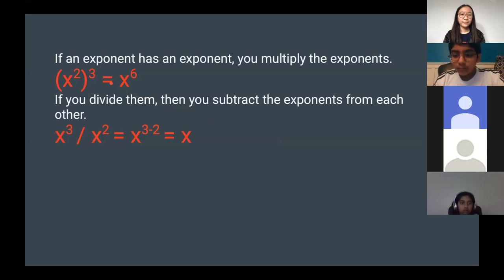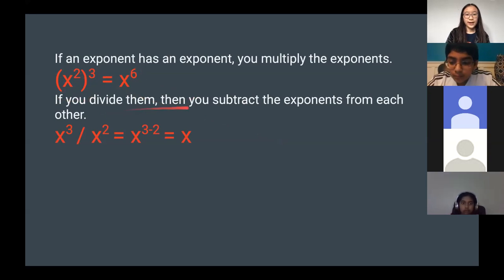And now, if an exponent is raised to a power, as you can see here, x squared is being raised to the 3rd power, then you have to multiply the exponents. 2 times 3 equals 6. If you're dividing two exponents, then you have to subtract the powers. As you can see here, it is x cubed divided by x squared, and so you get x to the 3 minus 2 power, or just x to the first.